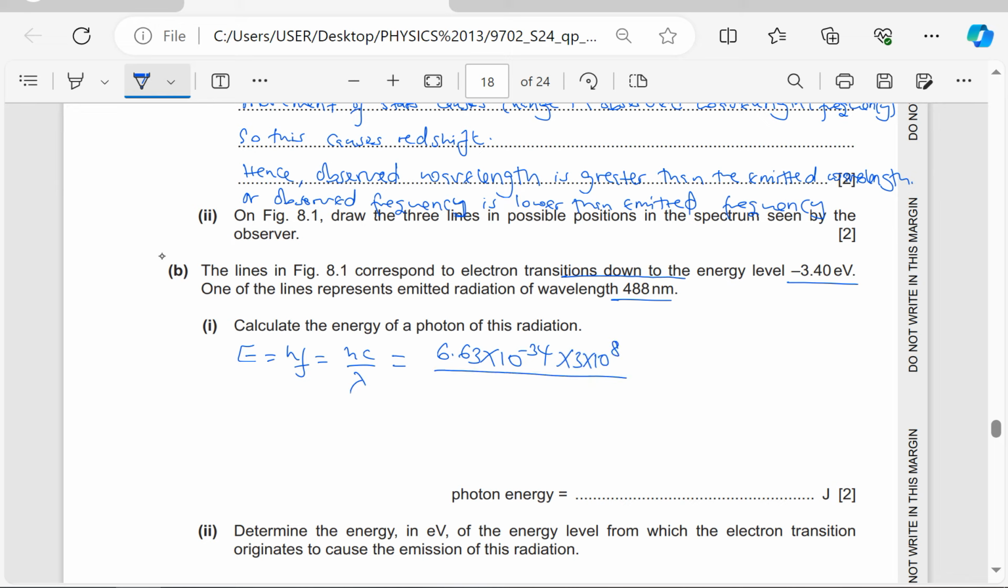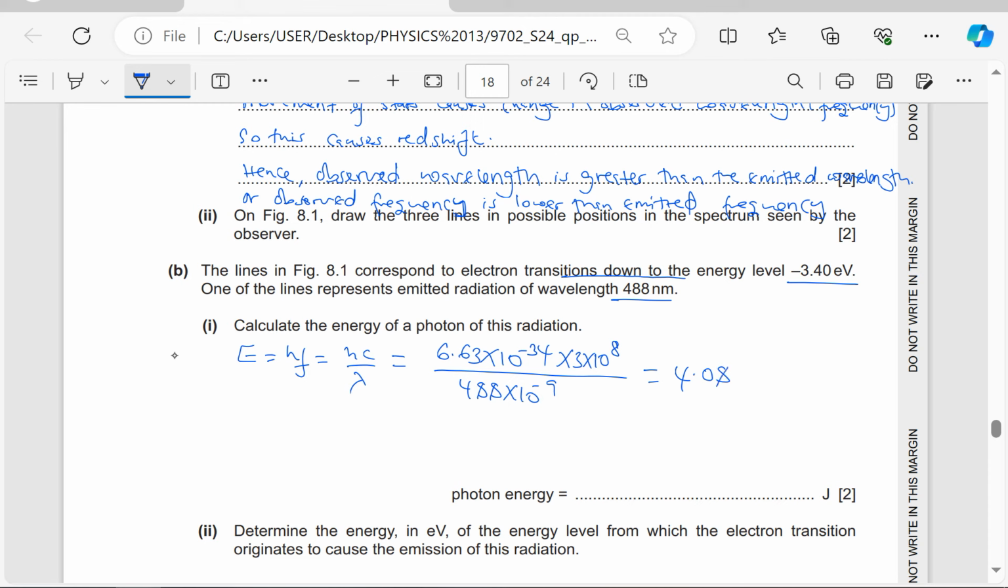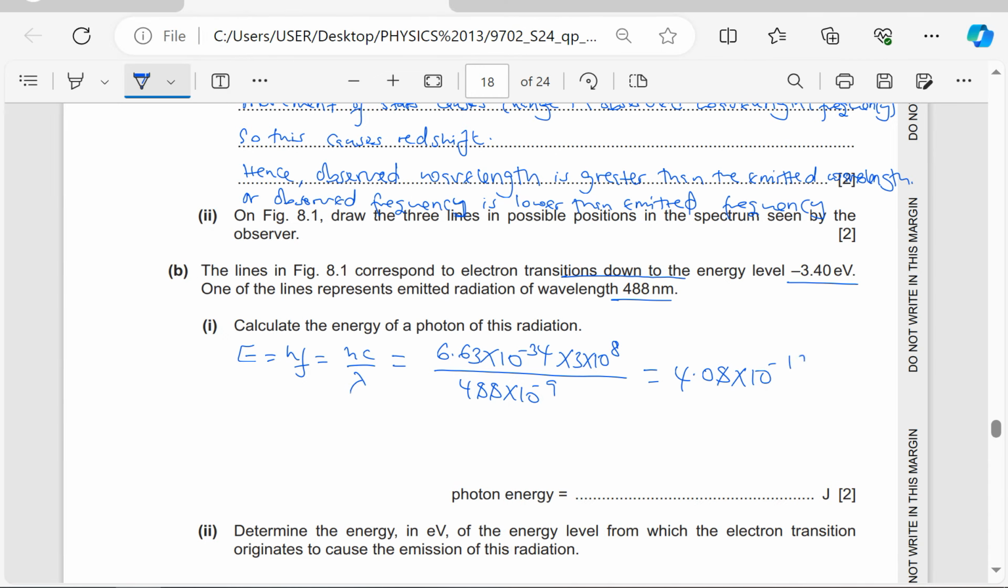Divide this by 488 times 10 to the power of nano, which is negative 9. So 6.63, that is Planck's constant, exponent minus 34, times 3 exponent 8, divided by 488 exponent minus 9. So that is 4.08 times 10 to the power of negative 19.